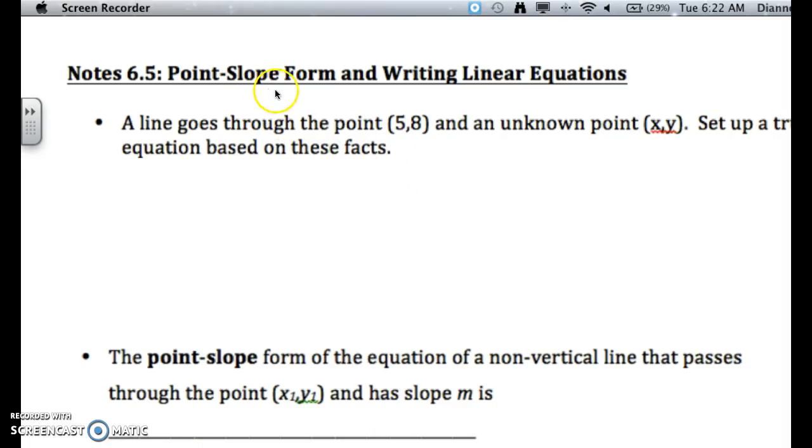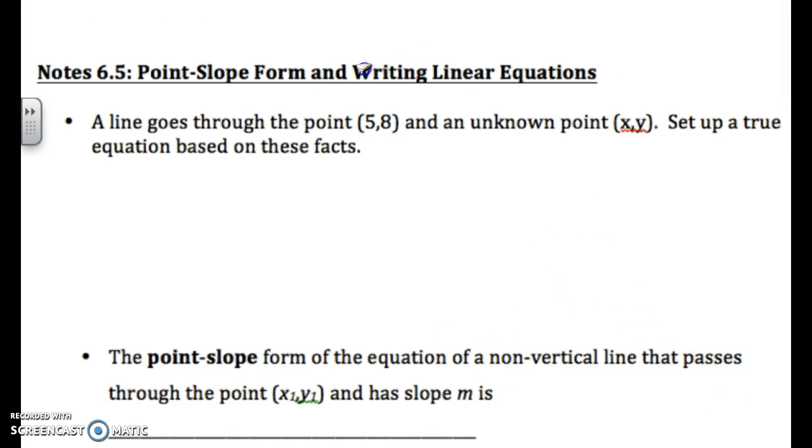Lesson 6.5, point slope form and writing linear equations. A line goes through the point 5, 8 and an unknown point x, y. Set up a true equation based on these facts. I have to move my screen a little bit.